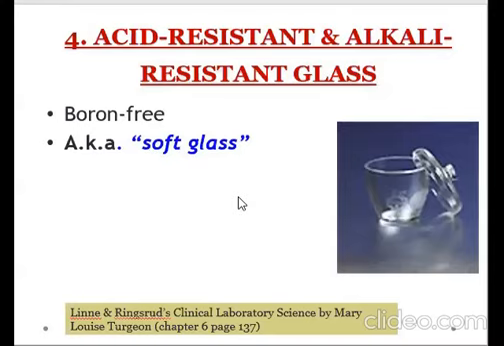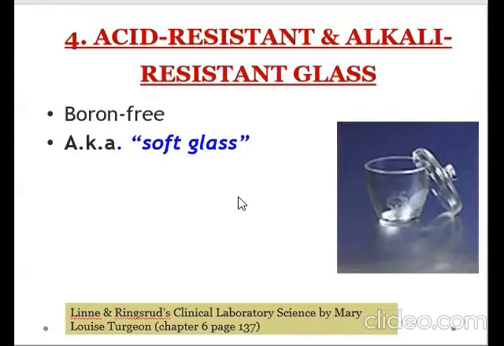No? Kung si hard glass, borosilicate ang synonym nun. No? Ang presence sa borosilicate, anong presence sa borosilicate? Boron. For the soft glass, okay, this is synonymous to your acid-resistant and alkali-resistant glass. No? Tinawag siyang soft glass kasi walang boron. Okay? So yun lang po yung difference nilang dalawa.